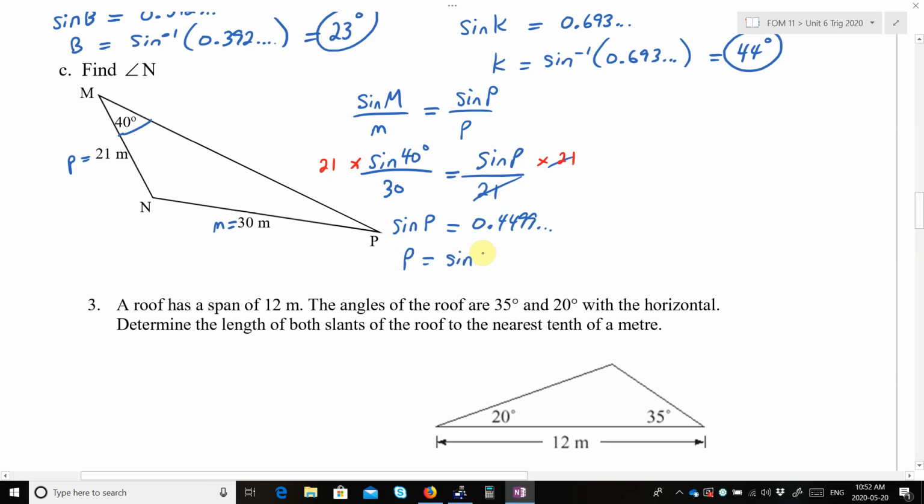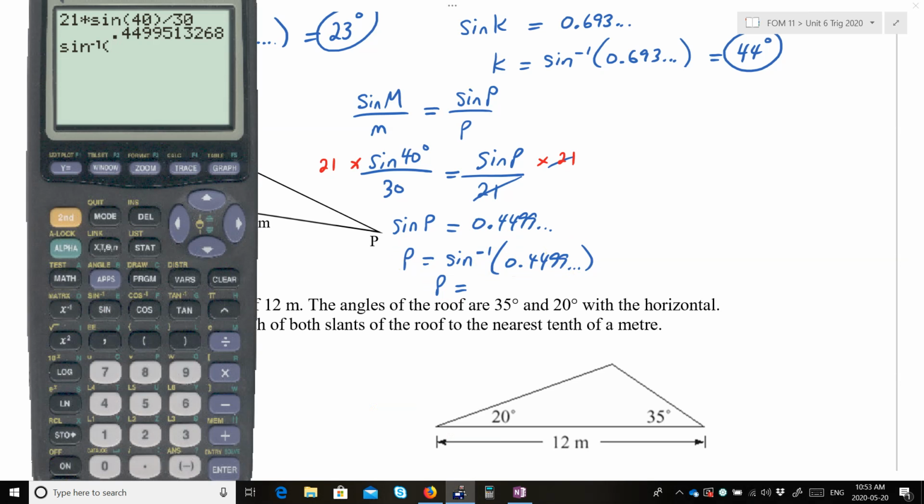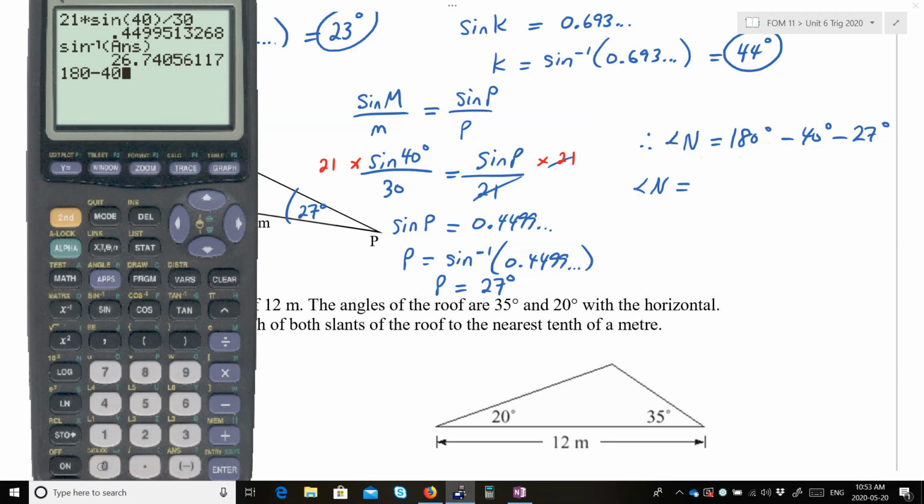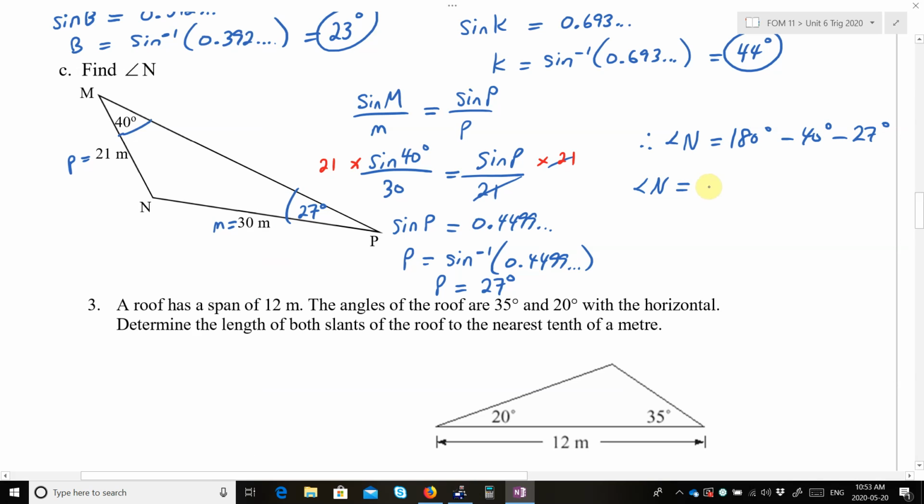So then P is equal to sine inverse of that. Shift sine of that, which is about 27 degrees. Okay, so this angle is 27 degrees, and then we can say, therefore, they want us to find angle N. All three angles in a triangle add to 180, so if I go 180, take away 40 degrees, take away 27 degrees, we get 113 degrees for angle N. Okay, and you'll see that in the answer key.